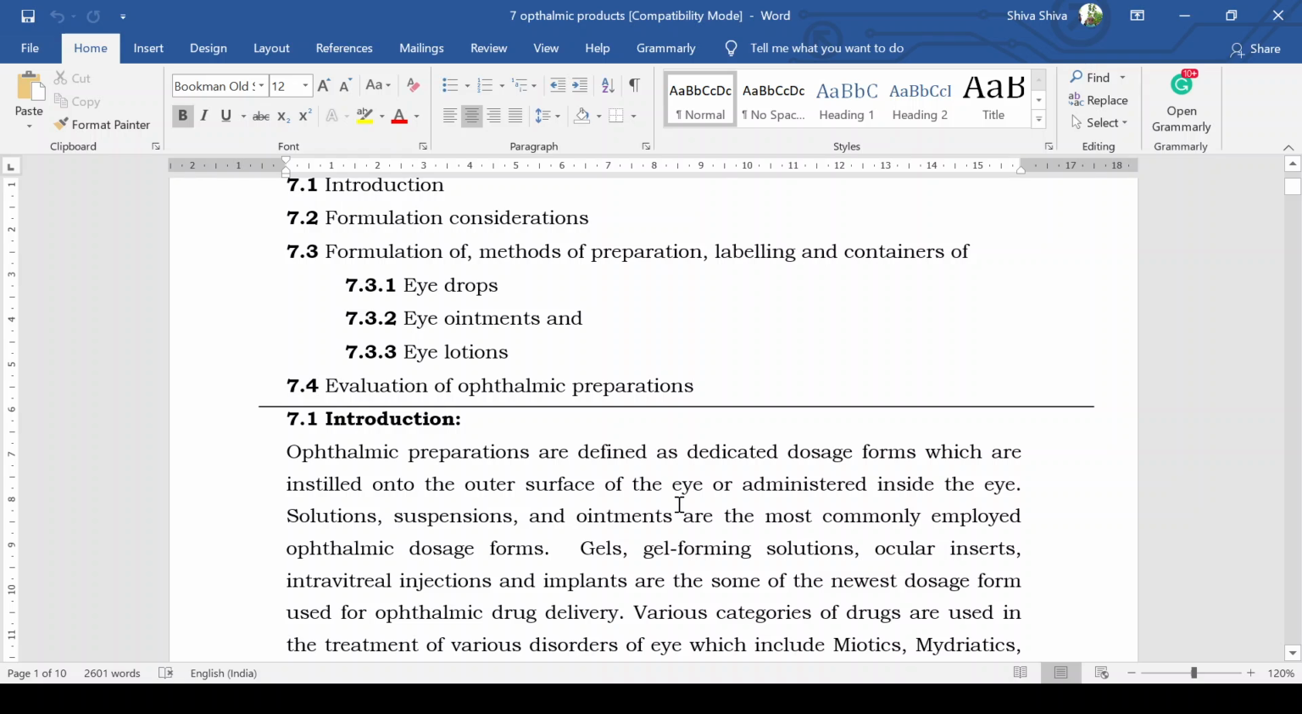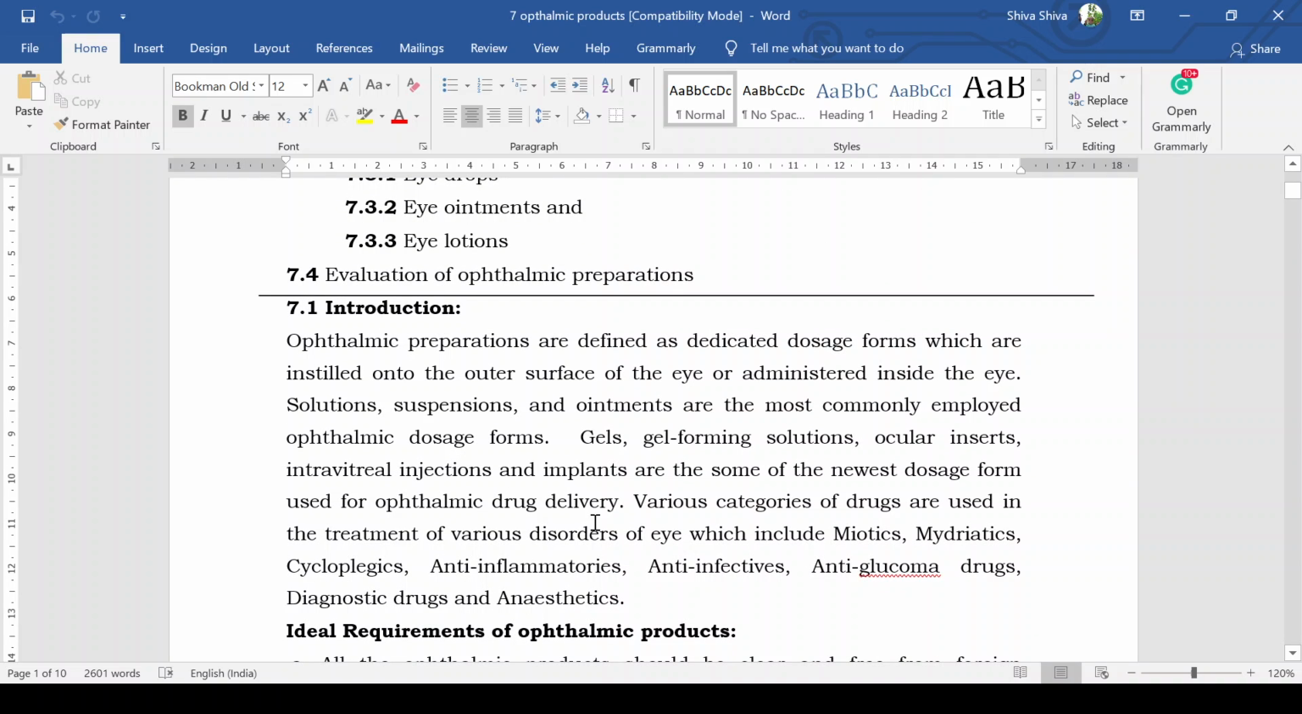So which type of ophthalmic preparations are generally used? Solutions, suspensions and ointments are the most commonly employed ophthalmic dosage forms. They are generally used for the treatment of various diseases related to the eyes. Then gels, gel forming solutions, ocular inserts, intravitreal injections and implants are some of the newest dosage forms used for ophthalmic delivery.